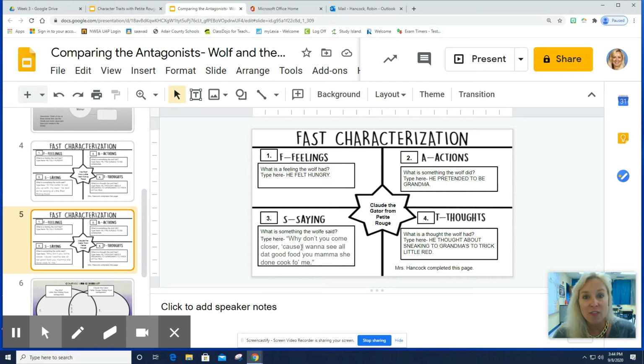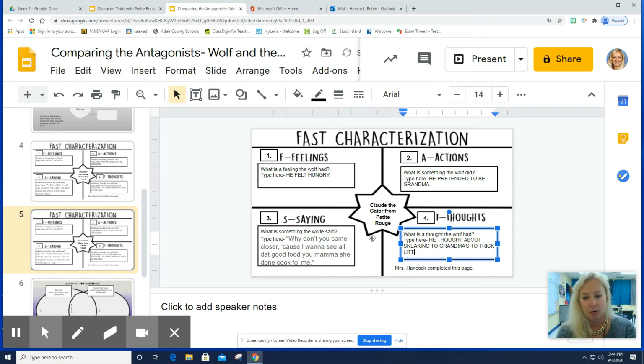What's something that Claude the Gator said? "Why don't you come closer? Because I want to see all that good food yo mama she done cooked for me." And then also, the gator thought about sneaking to grandma's to trick. And that should be Petite Rouge.